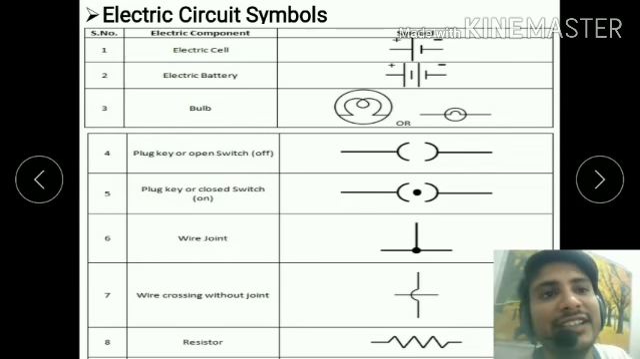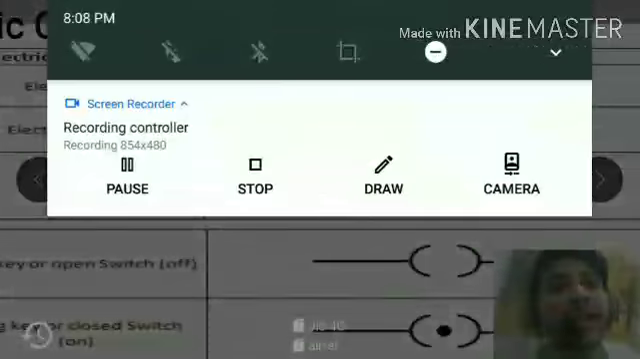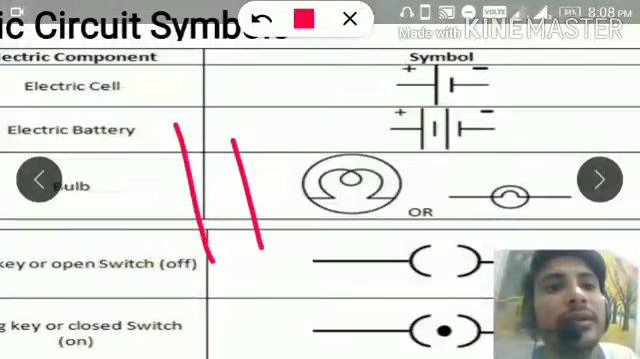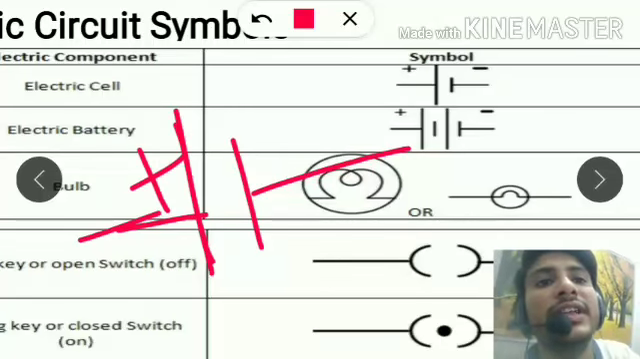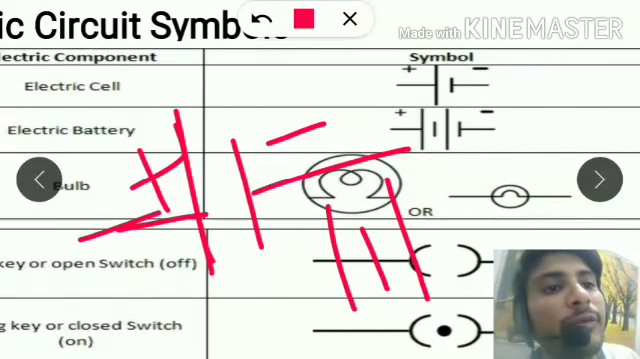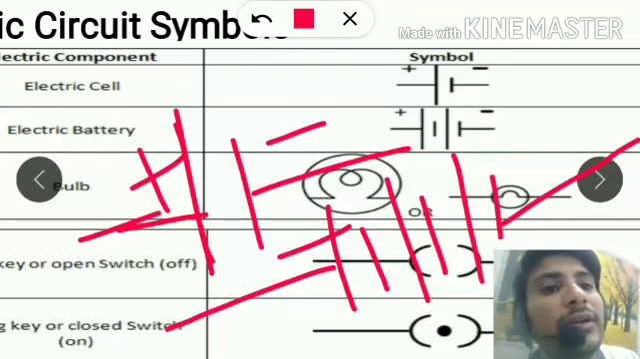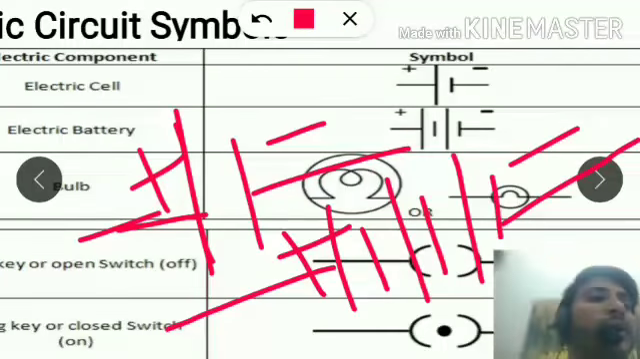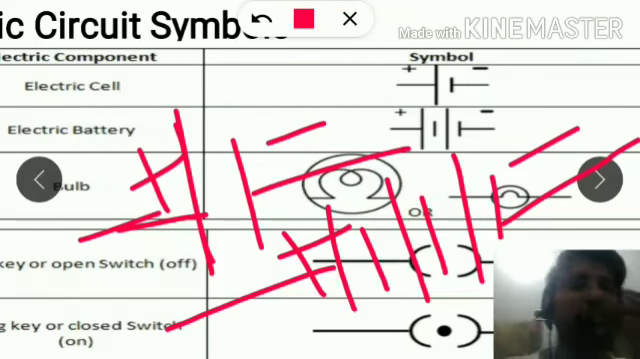First one is the electric cell. A cell is always drawn with two lines, one long and one short, plus and minus. If you ask for a battery, this is a battery. What is a battery? A battery is a combination of cells, that is called a battery.